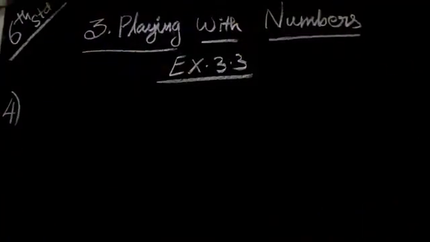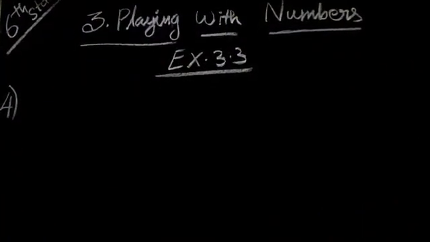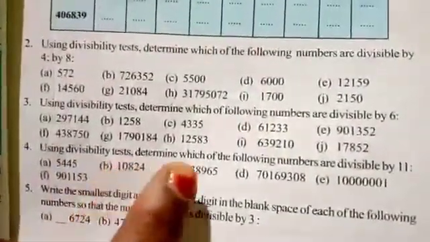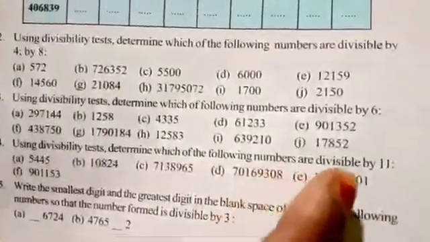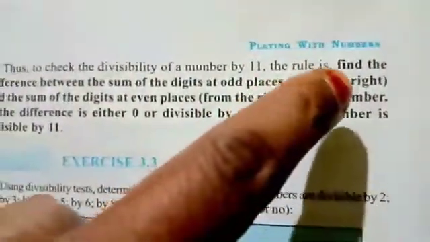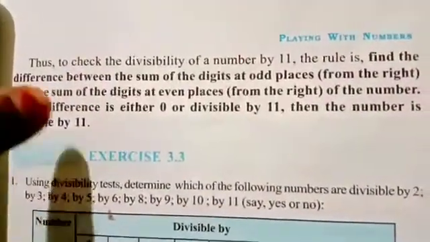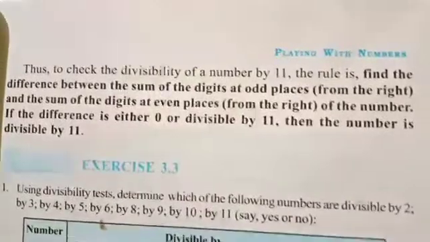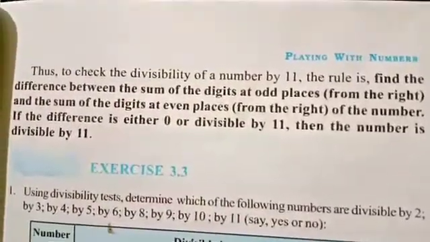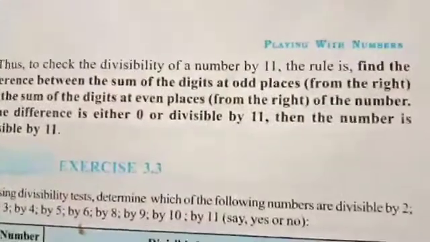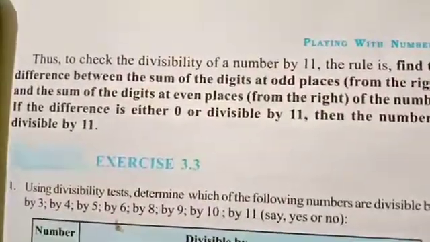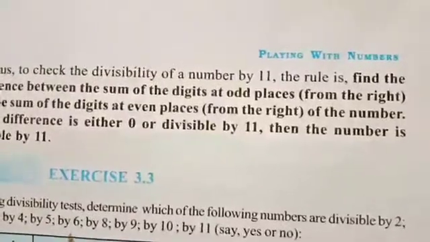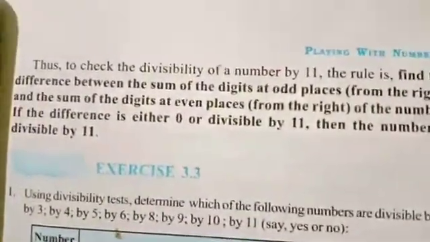Guys, our topic is playing with numbers. Exercise 3.3, fourth sum: using divisibility test, determine which of the following numbers are divisible by 11. Find the difference between the sum of the digits at odd places from the right and the sum of the digits at even places from the right of the number. If the difference is either 0 or divisible by 11, then the number is divisible by 11.